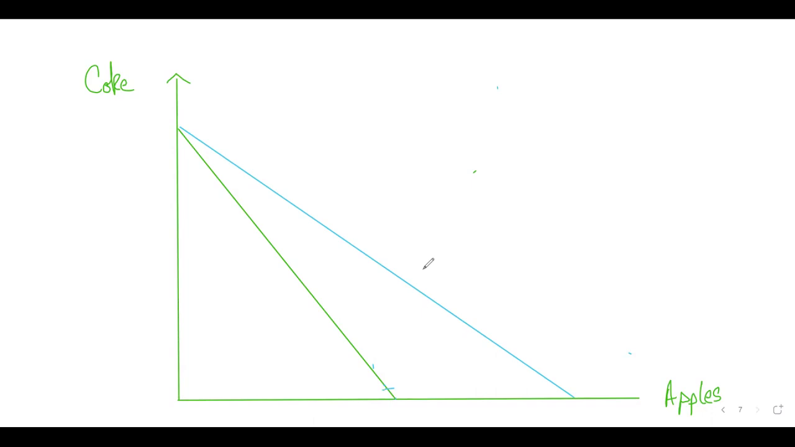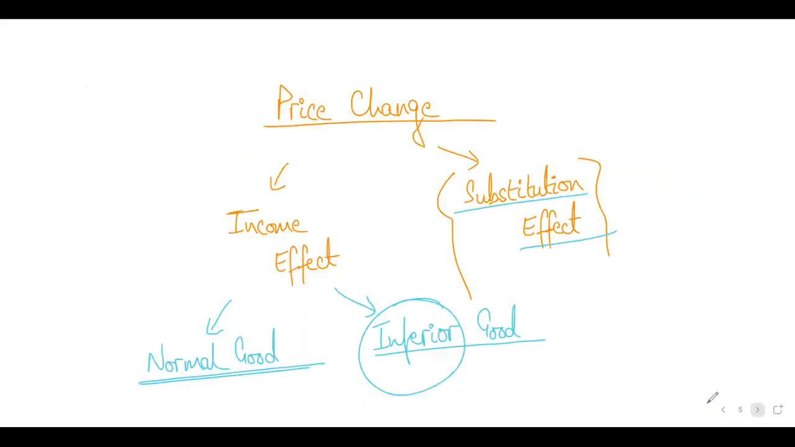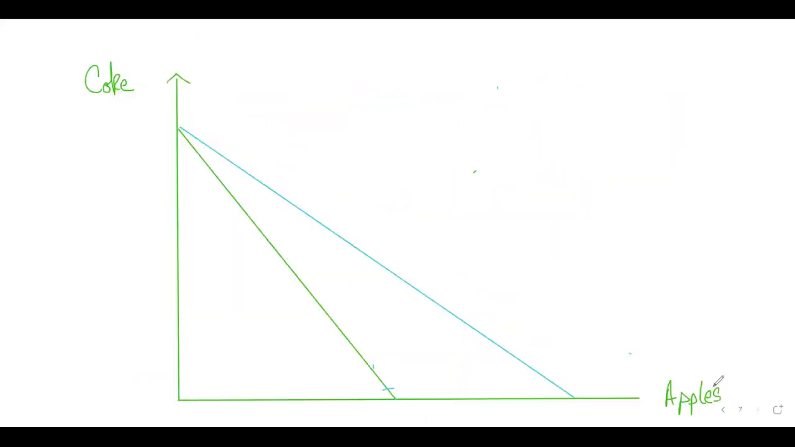So in both cases, I'm also trying to explain how you have to draw it. Always assume that the good on the x-axis is becoming cheaper, because this is the easiest way to show it. Obviously, you can draw it in other ways as well, but whether you are showing it for the inferior good or the normal good, always assume that the good on the x-axis is becoming cheaper.